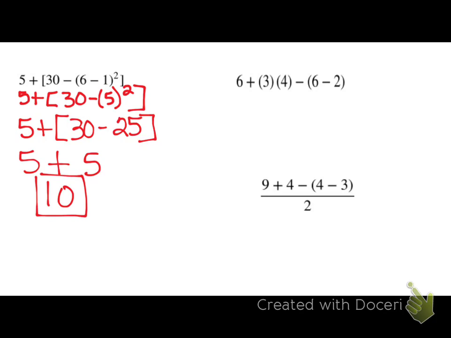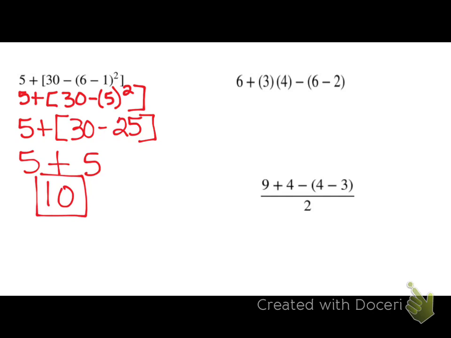All right, next one. We have 6 plus 3 times 4 minus 6 minus 2. Riley, where would I start with this particular expression? 6 minus 2, because it's in parentheses. Why wouldn't I do the 3 and the 4? Because they have parentheses around them. Are those parentheses being used as grouping symbols? No, they're used to show what? Multiplication. Yeah, perfect. So go ahead and do your grouping symbols for me, Riley.